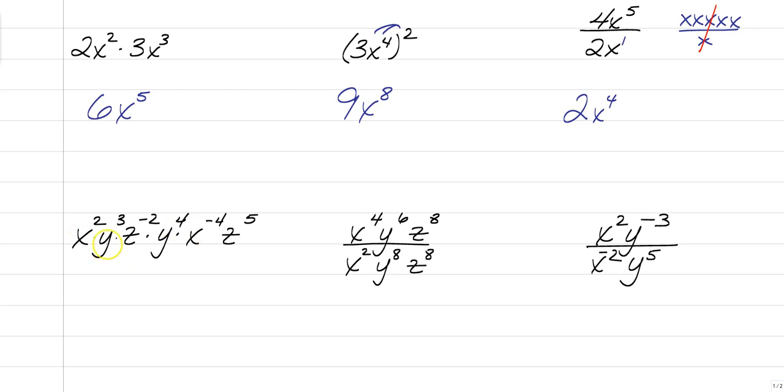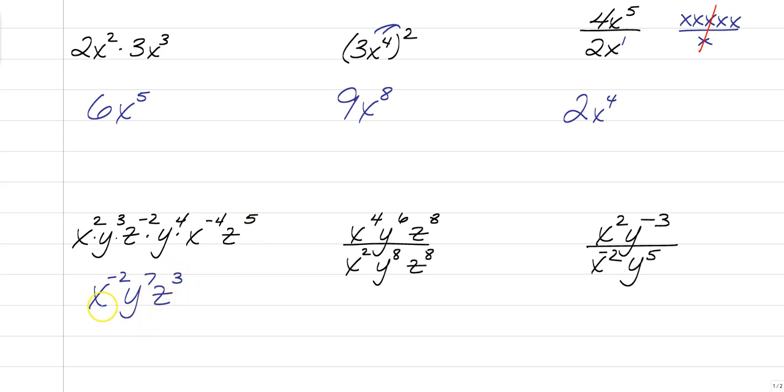This one, first thing you're going to want to do is combine all of your like terms. So we have x squared and an x to the negative fourth. That's going to give us x to the negative 2. We have y cubed and y to the fourth, so that's going to give us y to the seventh. And we have z to the negative 2 and z to the fifth. That's going to give us z to the third.